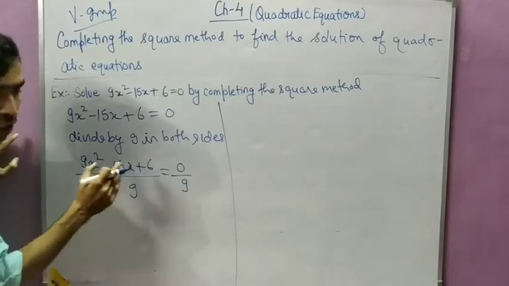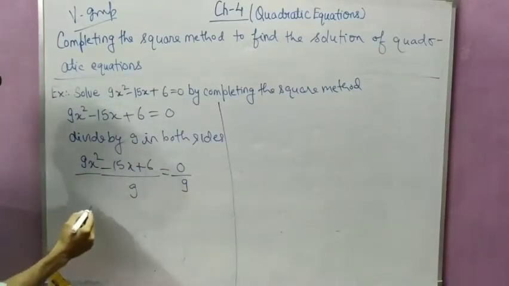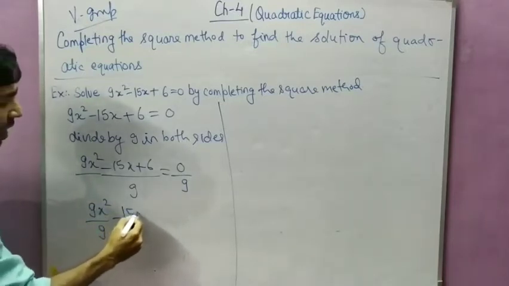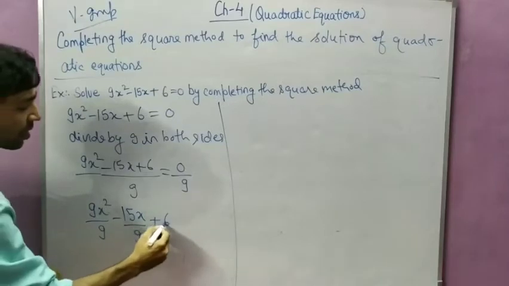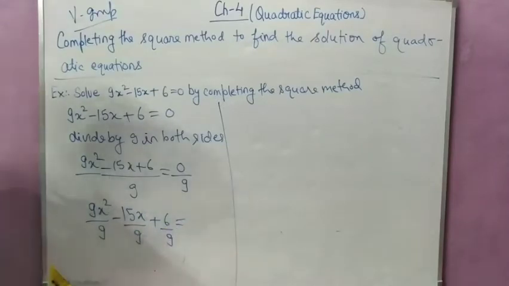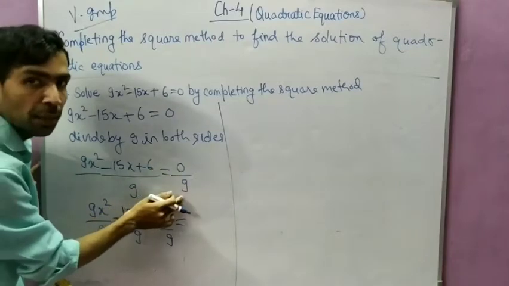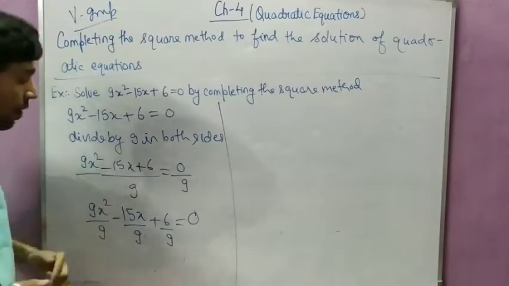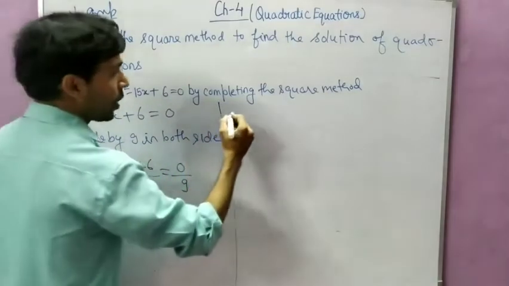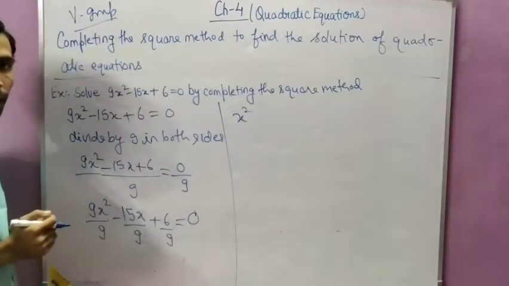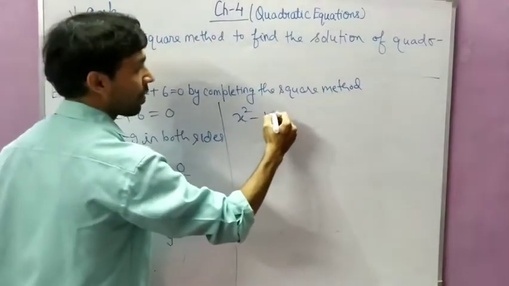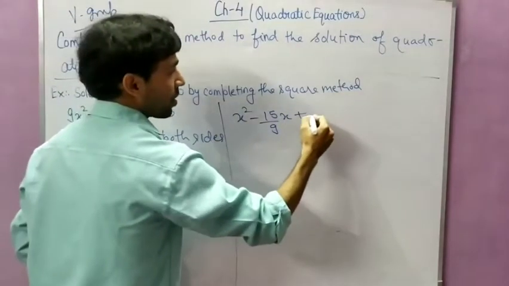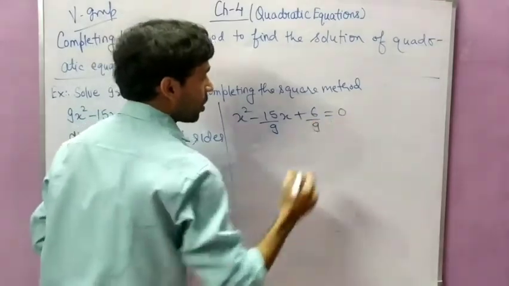Now write each term separately. So when you write each term separately, you get 9x square by 9 minus 15x by 9 plus 6 by 9 equal to, now students, 0 divided by any number is equal to 0, so it will become 0. Now solve it. 9 divided by 9 will be 1, so it will become only x square. After that it will become minus 15 upon 9x, and 6 by 9 equal to 0.